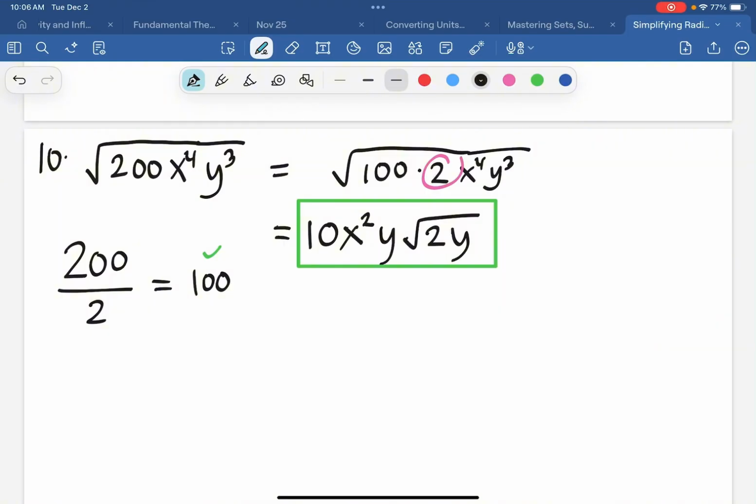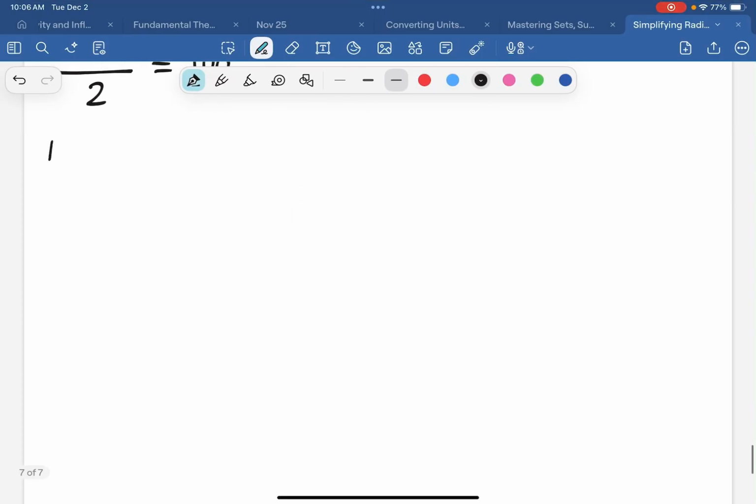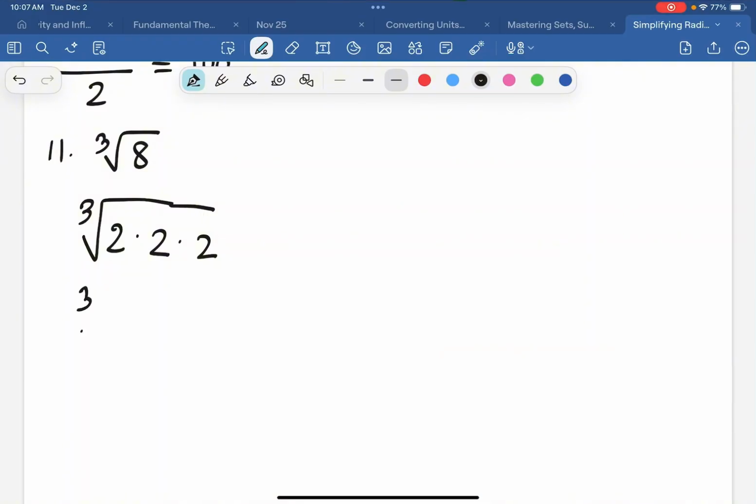At this time, let us have examples involving cube roots. So let's have this as our 11th example. We have the cube root of 8. Now think of one number which, when you multiply it 3 times, the result would be 8. So obviously you get the cube root of 2 times 2 times 2, because again, 2 times 2 times 2 is 8. Or you could rewrite this as 2 cubed.